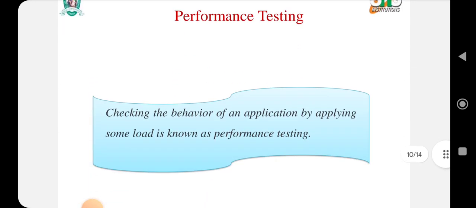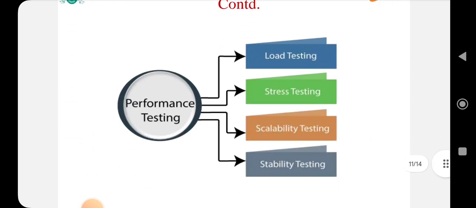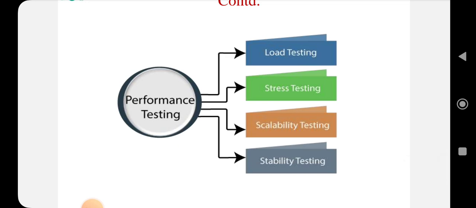Next, performance testing. Performance testing is checking the behavior of a new application by applying some load. Under performance testing, we are going to test load, stress, as well as scalability and stability. So these are the main important things we analyze to assess the performance level of the application.